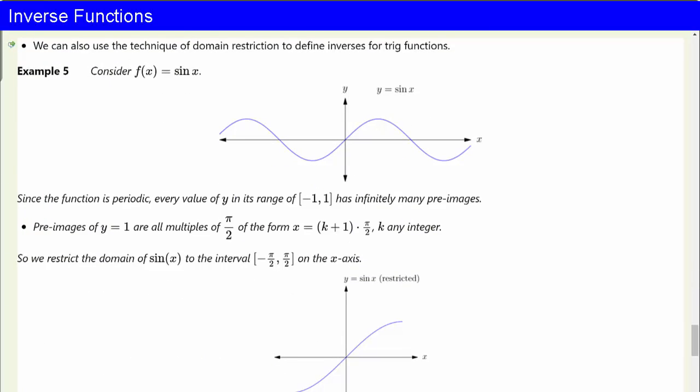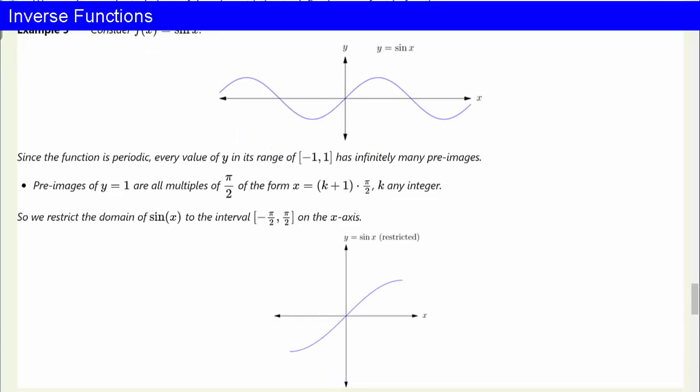We can also use domain restriction to define inverses for trig functions. To get started, consider f of x equals sine x, which is definitely not 1 to 1. In fact, since the function is periodic, every value of y in its range of the closed interval minus 1 to 1 has infinitely many preimages. For example, a little bit of thought shows that the preimages of y equal 1 are all multiples of pi over 2 of the form 2k plus 1 times pi over 2, k any integer.